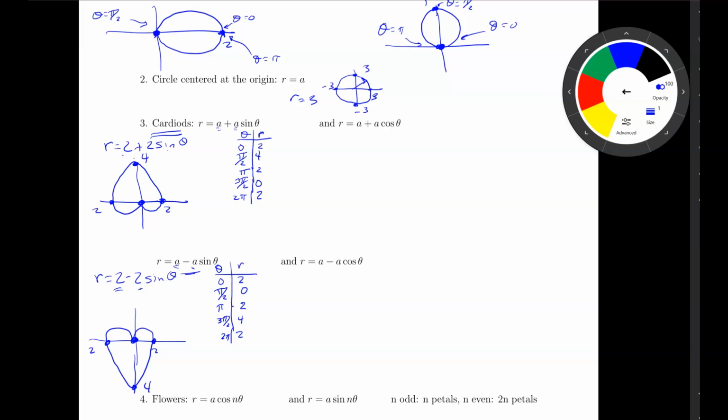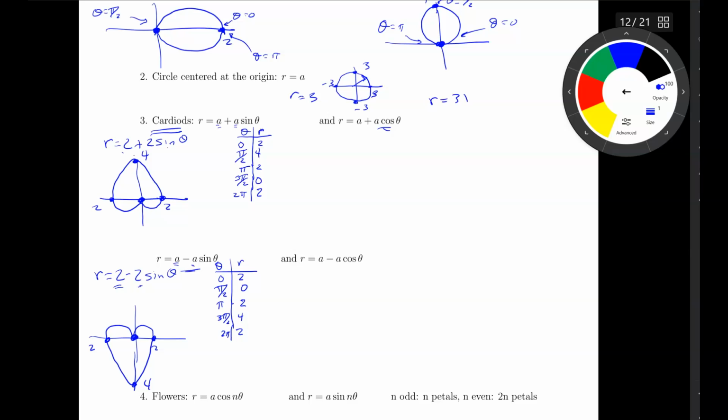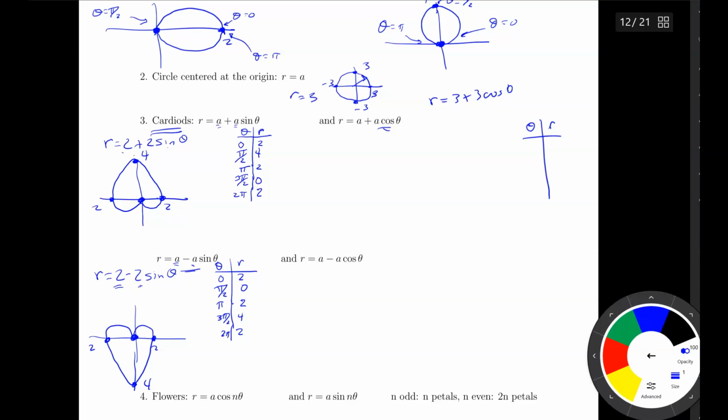All right, so let's do some cosine cardioids. Let's do r equals 3 plus 3 cosine theta. Again, I want to plug in some angles and find out what the r values are. Angle 0, putting it in here, gives me 6 total. Angle pi over 2 gives me 3. Angle pi, because cosine of pi is -1, gives me 0. 3 pi over 2 gives me 3, and 2 pi gets me back to 6 again.